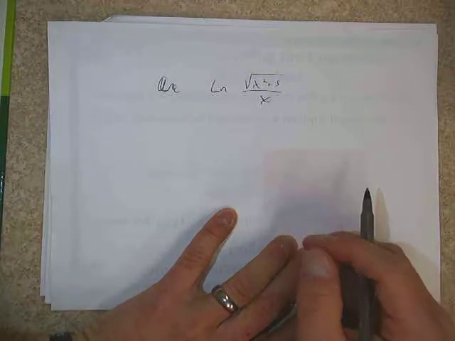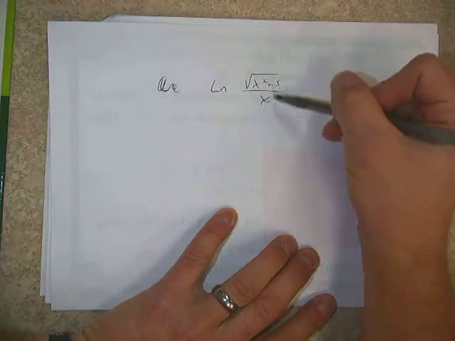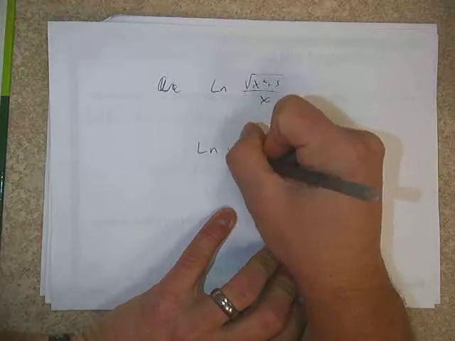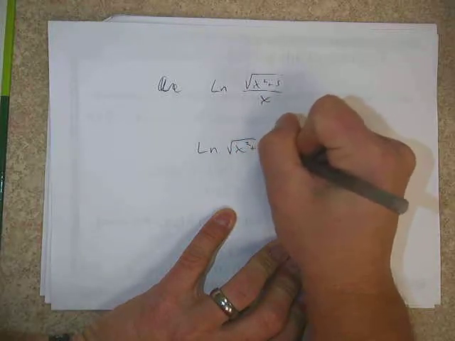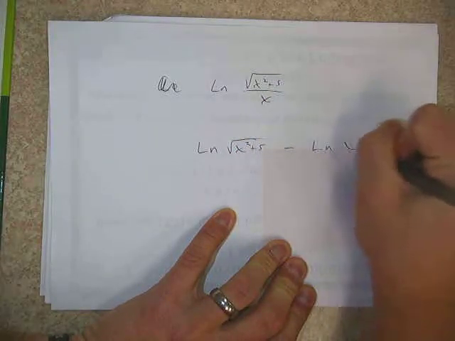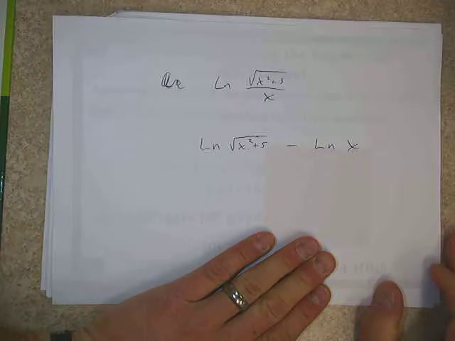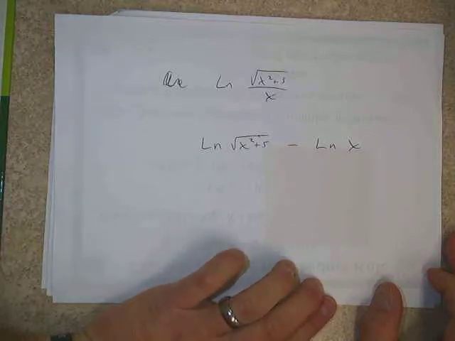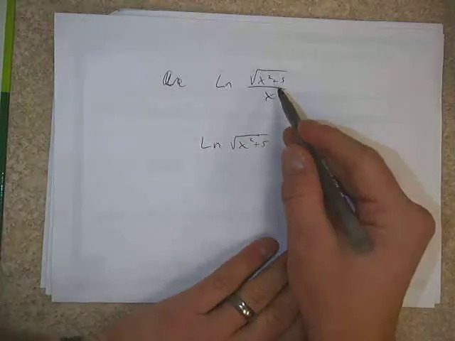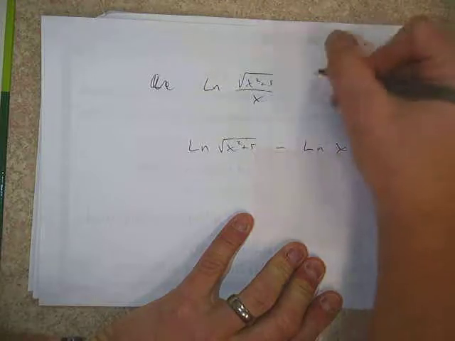ultimately are the directions. And so the first thing we should recognize is that we have, and I'd always look for either a product or a quotient first. In this case, we do have a quotient. So we're going to write that as ln of the square root of x squared plus 5 minus ln x, using our quotient rule. All right.